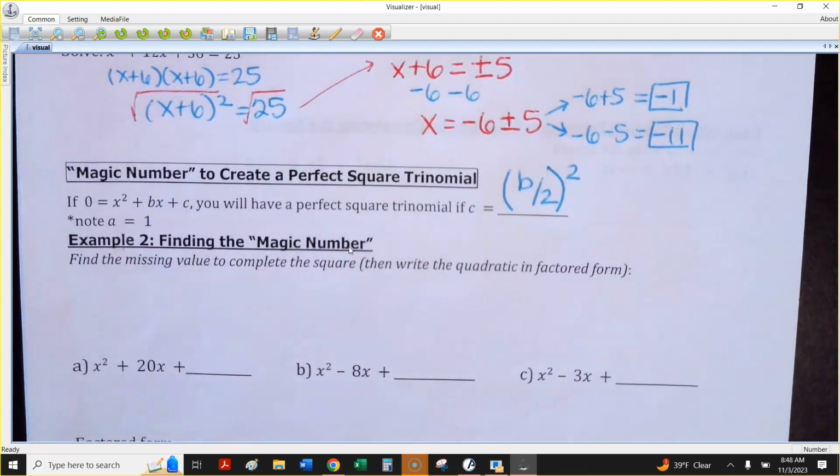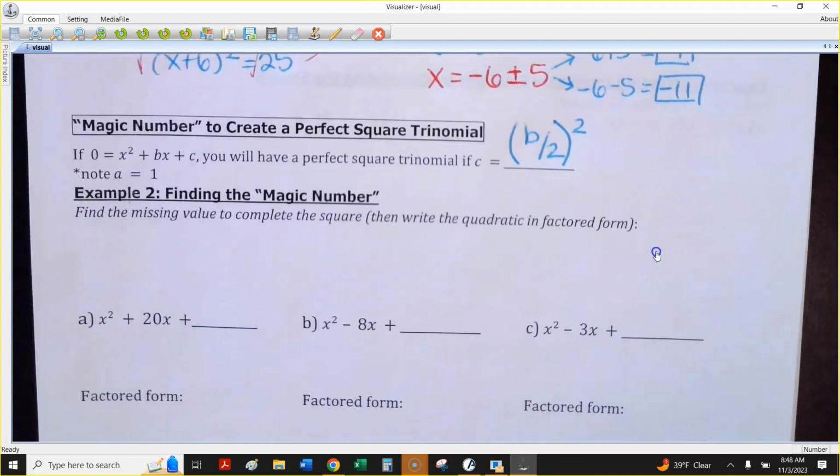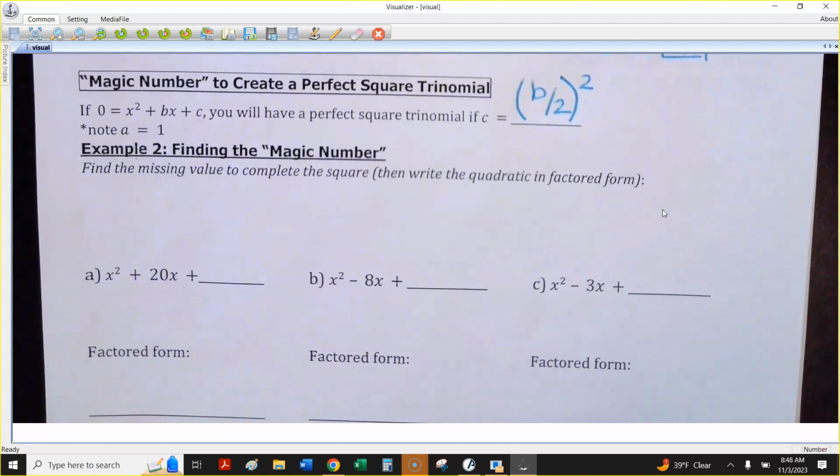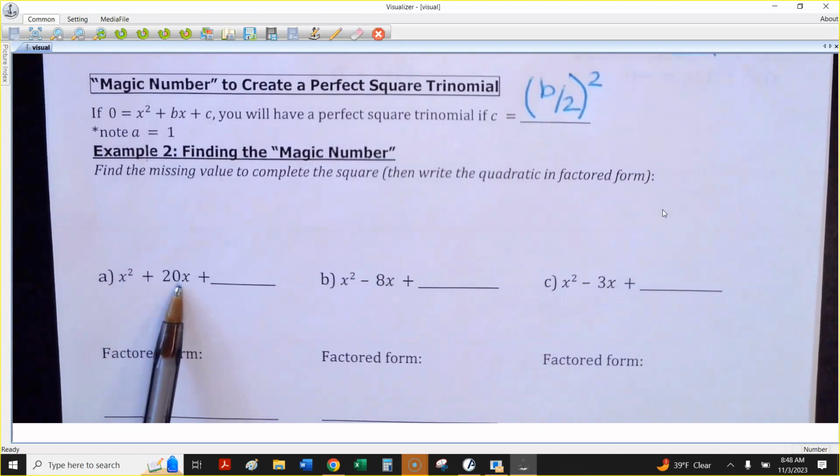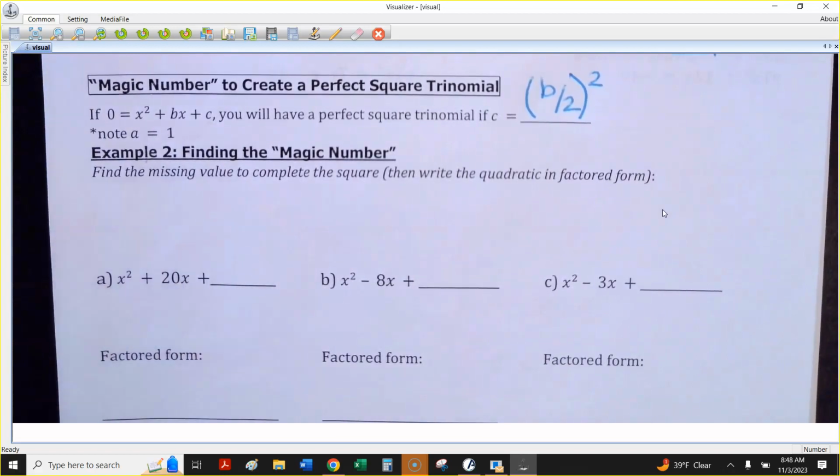Okay, so we're going to come down here and do this for these problems. All right. If I just give you x squared plus 20x, what would you tell me the b value is in that situation?